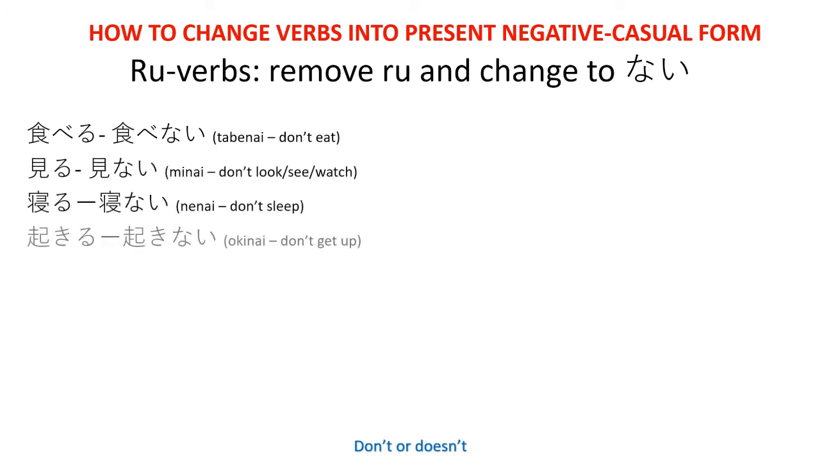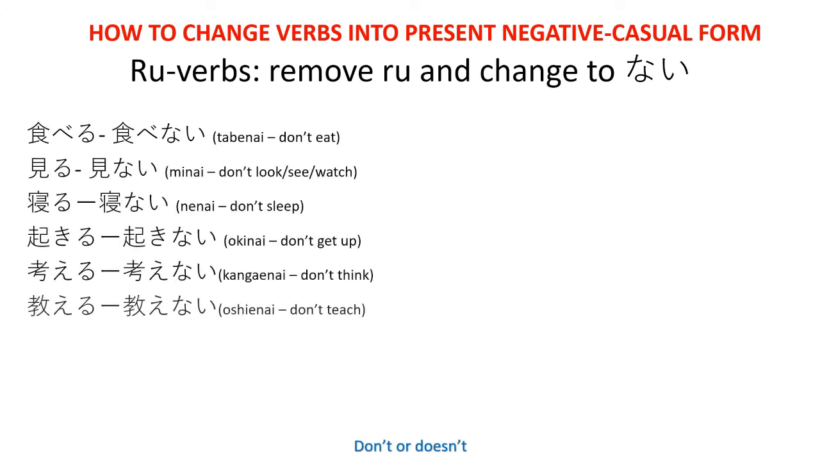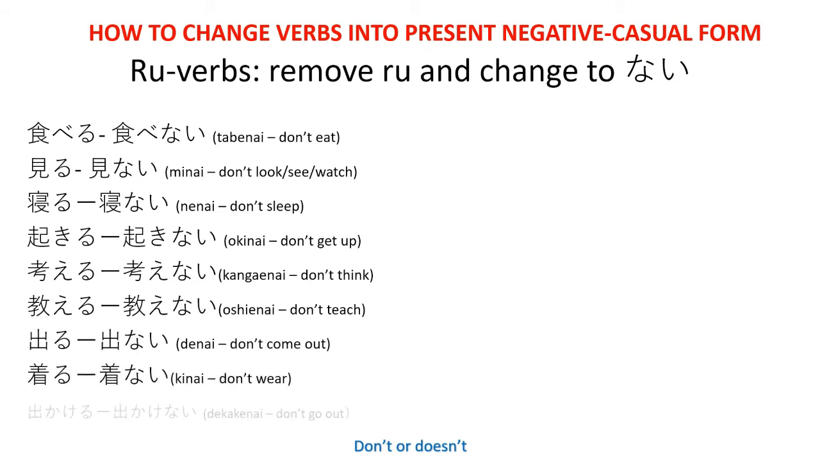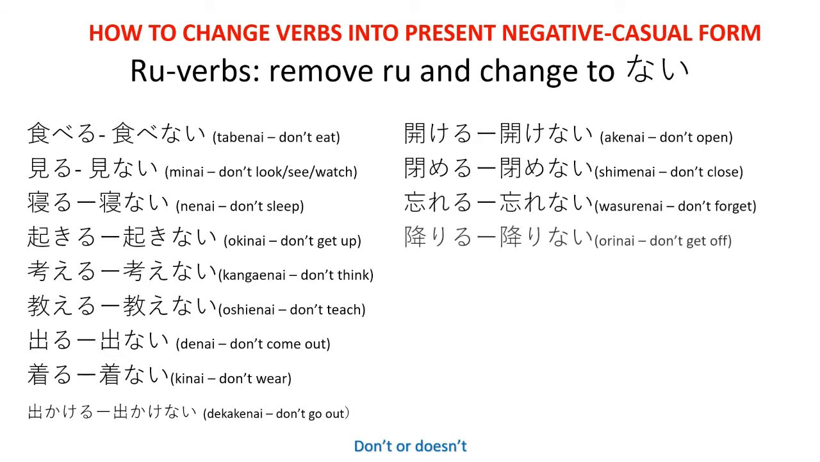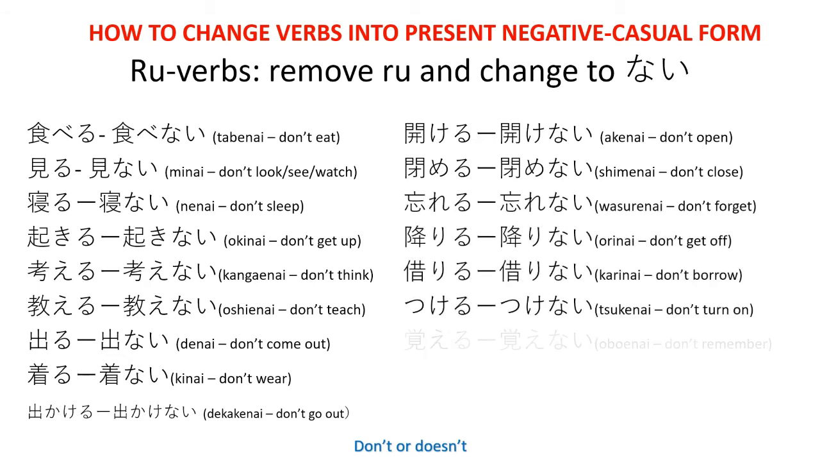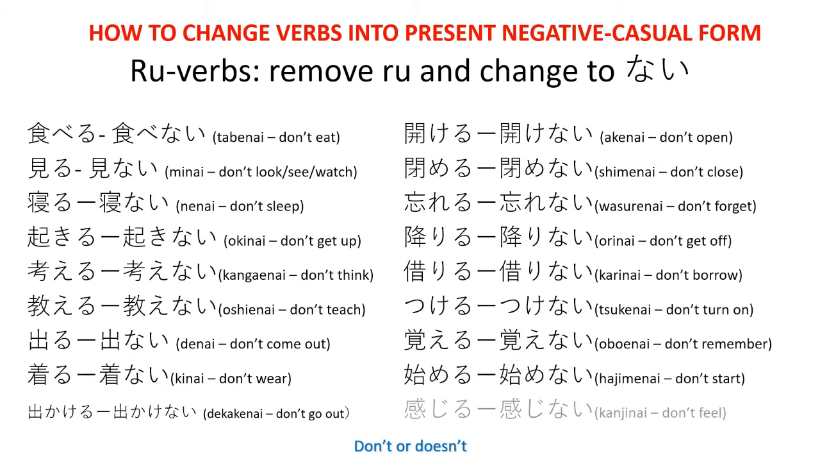These are some of the examples. Taberu becomes tabenai. Ru becomes nai. So don't eat. Miru, minai. Don't look, see, watch. Neru, nenai. Okiru, okinai. Don't get up. Kangaeru, kangaenai. Don't think. Oshieru, oshienai. Don't teach. Deru, denai. Don't come out.